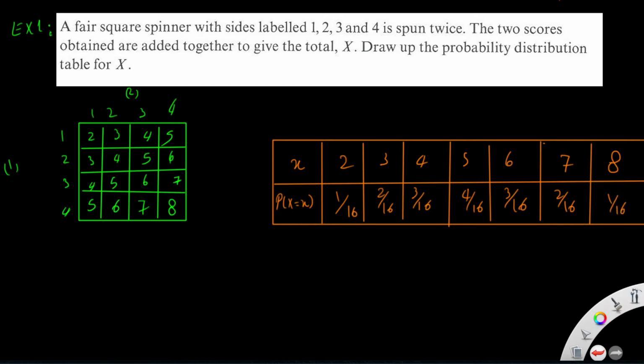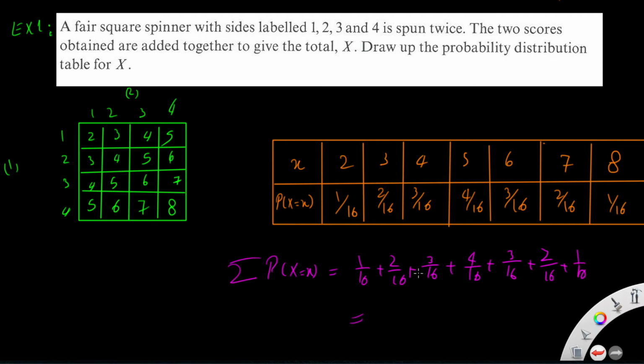Now, to check whether or not these numbers are correct, just add these probabilities, which will be 1 over 16 plus 2 over 16 plus 3 over 16, 4 over 16, again 3, 2 over 16, and 1 over 16. Now 1 plus 2 is 3, plus 3 is 6, till here 10, and it will be 16 over 16, which is 1. So these probabilities all together add up to 1.